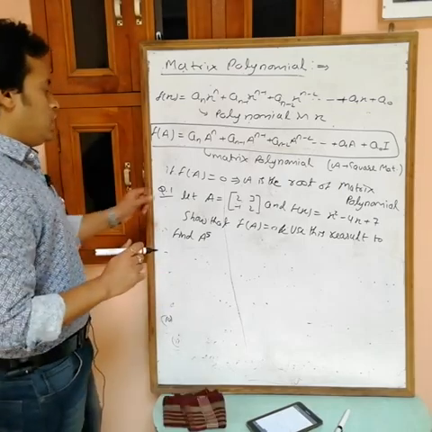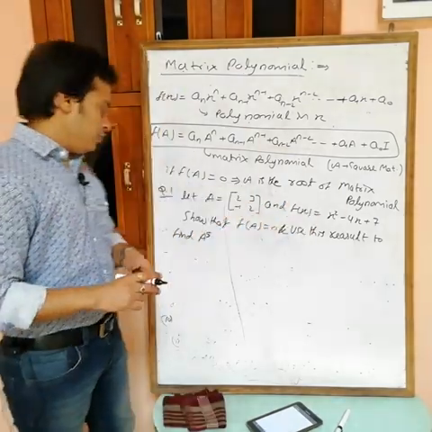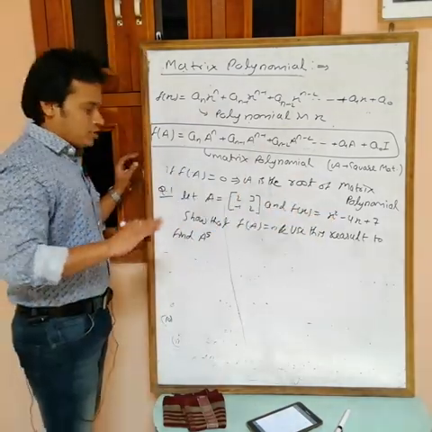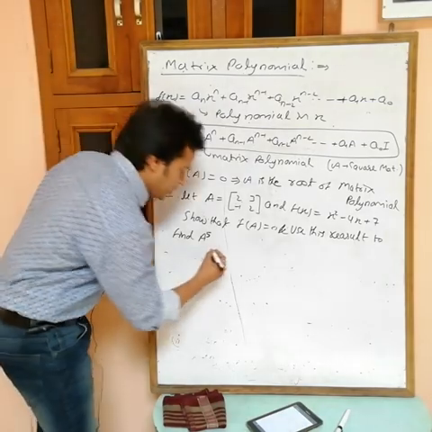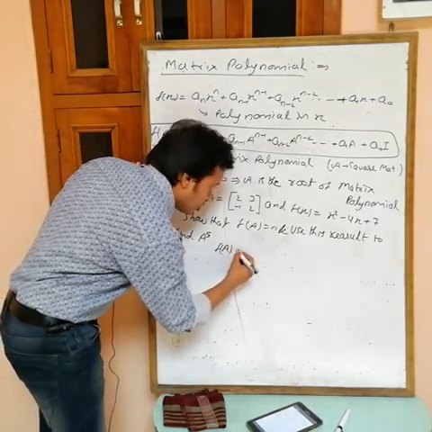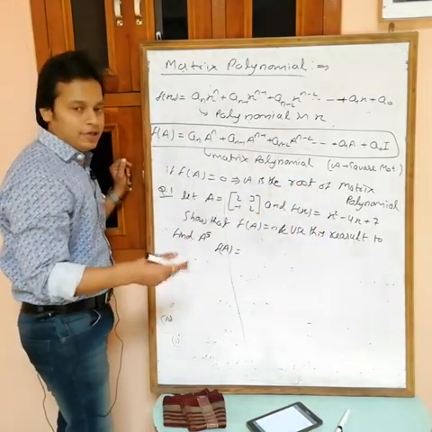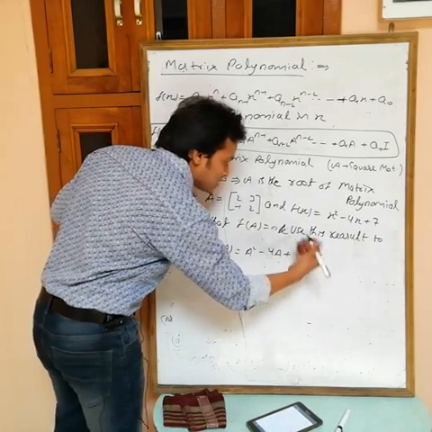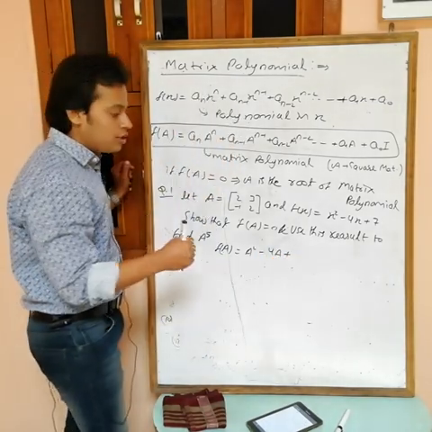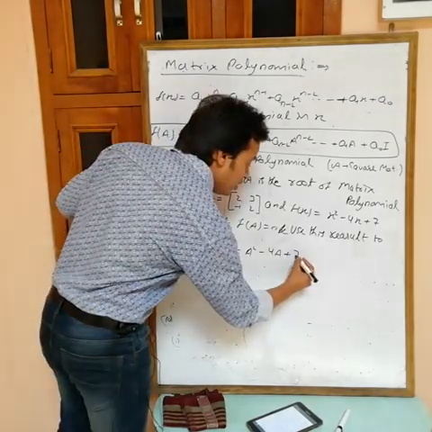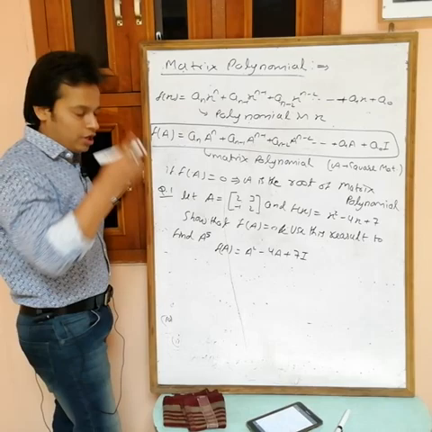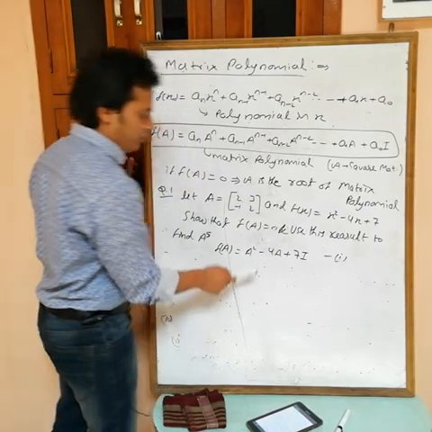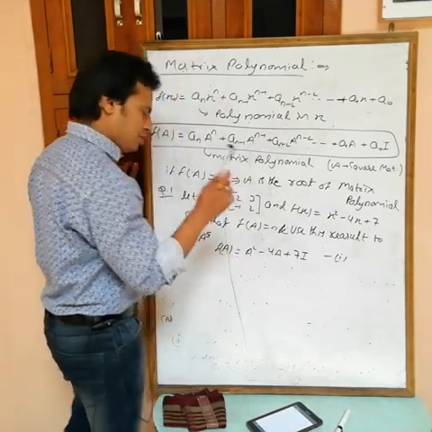Now see, A is given and f(x) is a polynomial, so f(A) equals 0 means A is a root of this polynomial. But first, how to find f(A)? Actually, f(A) is replacing x with the matrix, then you will get A^2 minus 4A plus 7. Now we can't write 7 alone because every term must represent a matrix, so 7I, because there is no x. So this is f(A). Now to get this, we want A^2. Then first find A^2.